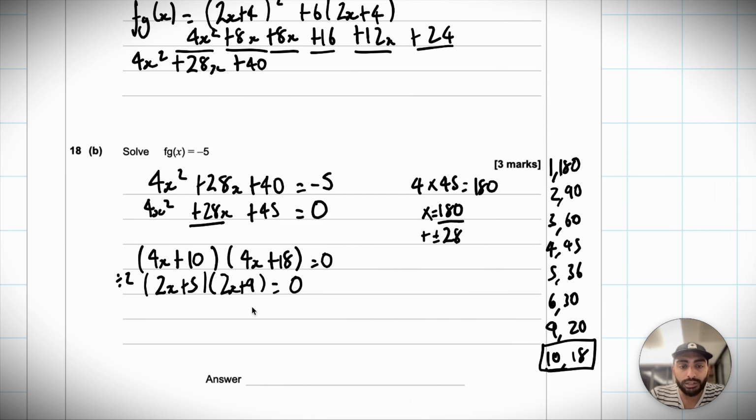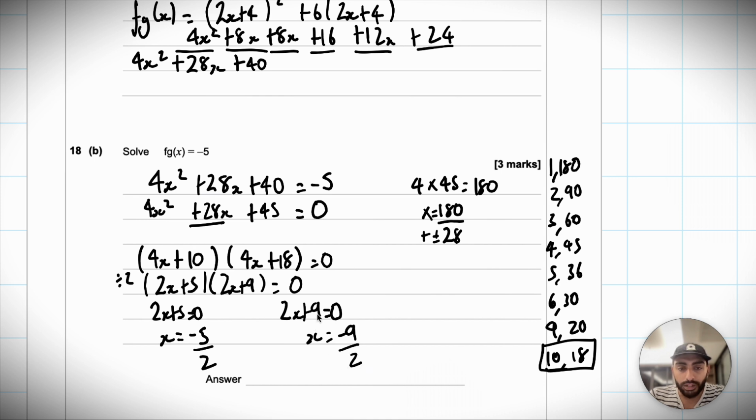Here I have two numbers that are being multiplied to make 0, so one of them needs to be 0. I'll make this left-hand side equal to 0, and I'll make this right-hand side equal to 0. When you get good at this, you'll be able to see it straight away. So here x is equal to negative 5 over 2, and here x is equal to negative 9 over 2.